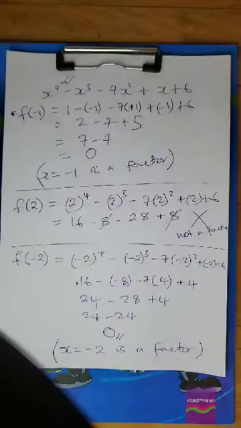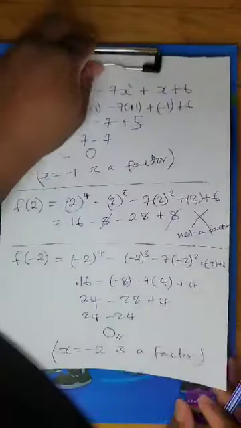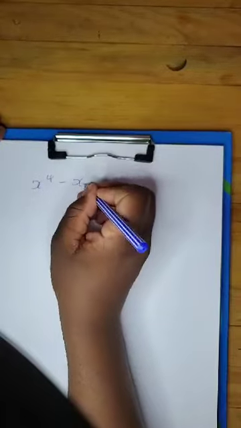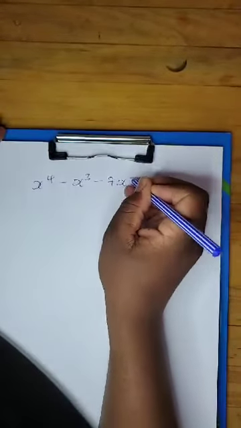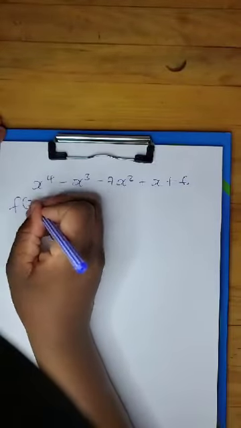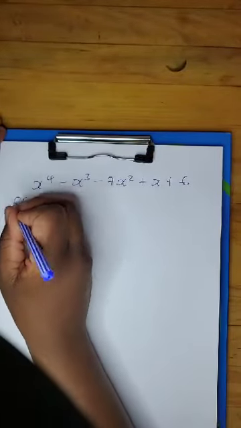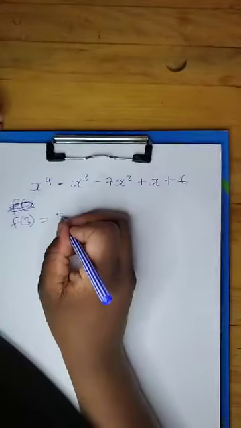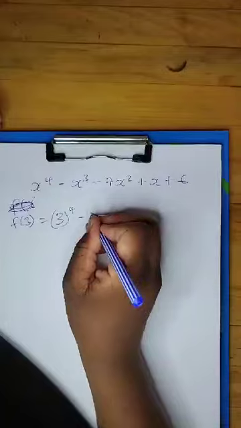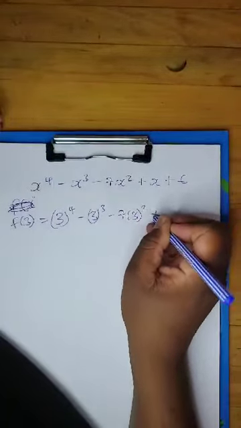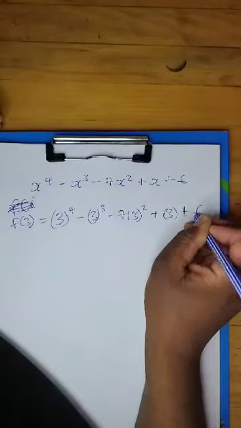Okay, good. Let's plug in positive 3. Remember, our original expression is x to the power 4 minus x cubed minus 7x squared plus x plus 6. We now try f of 3. So f of 3 is going to be 3 to the power 4 minus 3 cubed minus 7 times 3 squared plus 3 plus 6.